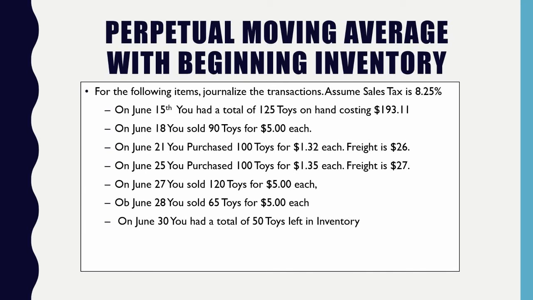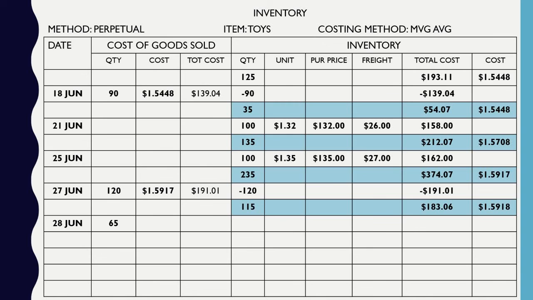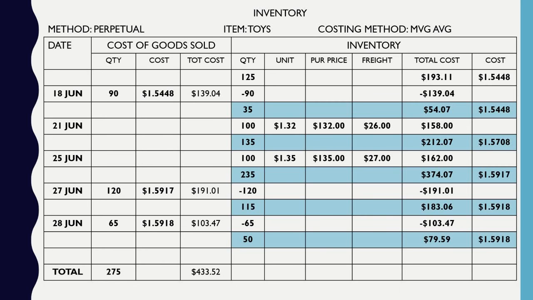And then I end up selling another 65 units. So this time I have to calculate 65 units at 1.5918, because that's what my new average cost is. So then I'm going to get 103.47. Subtract that out. So now I'm left with 50 units at 79.59. And then I have to recalculate that. And then I end up actually still at 1.5918. Okay? And that's the end of this right here.